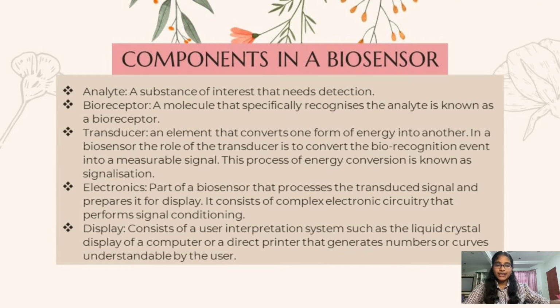Next, let's have a look at the components in a typical biosensor. Firstly, we have the analyte. Analyte is the substance of interest that needs detection. For instance, glucose in blood is an analyte. Secondly, a biosensor has a bioreceptor. Bioreceptor is a molecule that specifically recognizes the analyte. Enzymes, DNA and antibodies are some examples of bioreceptors. When the bioreceptor recognizes an analyte, it will emit a signal, and scientists call the process biorecognition. This biorecognition event must be converted into a measurable signal, and the transducer does the job in a biosensor.